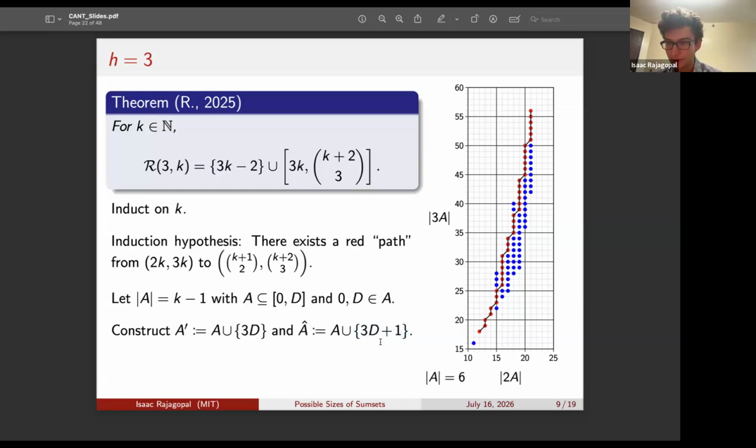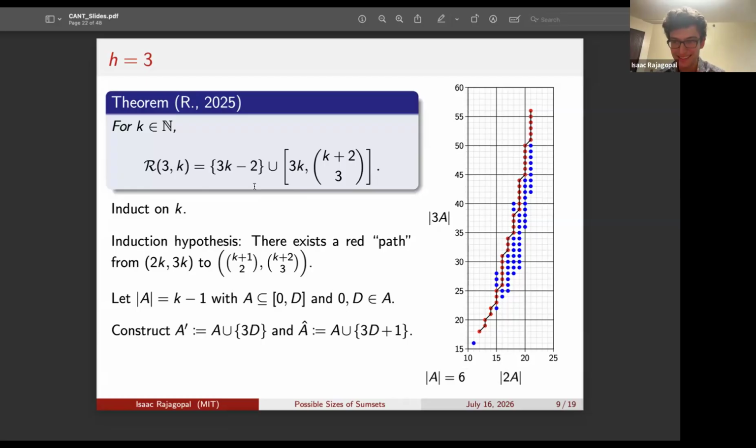3D plus 1. And if we take all the sets A of K minus 1 elements and we construct A prime and A hat, which are going to be sets of K elements, it turns out that if the sets of size 6 contain this red path going from the bottom to the top, then we make the sets of size 7 using these constructions, and we again get a red path going from the bottom to the top. And so we're golden because we've already ruled out 3K minus 1 using stuff from the previous couple slides. And so this gives a complete result on what are all the sizes of threefold sumsets of K integers.